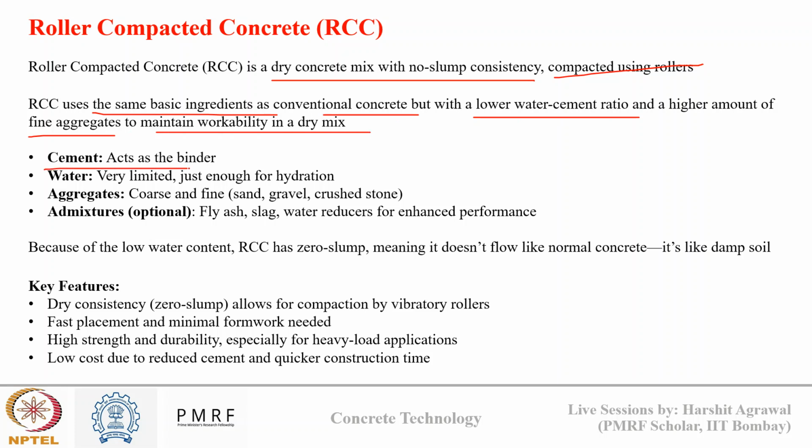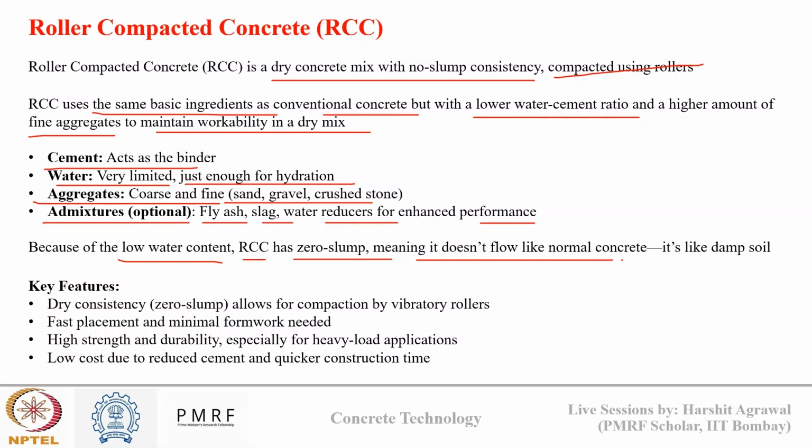So here cement acts as a binder, and water is very limited, just enough for hydration. For aggregates we are using both coarse and fine aggregate, and admixture is optional. We can use fly ash, slag, or water reducer to enhance the performance. Now, because of this low water content, what happens? This roller compacted concrete has zero slump, meaning that it doesn't flow like normal concrete. It is like damp soil.